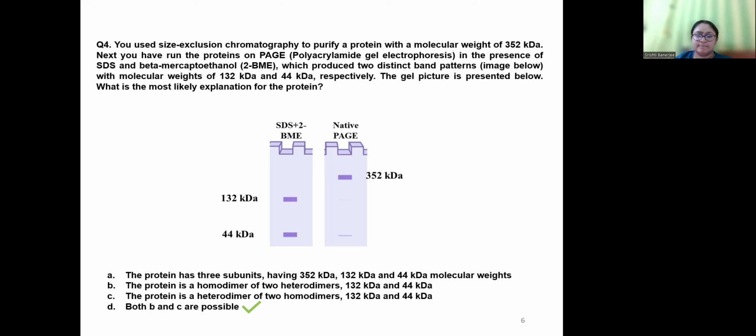Yes, ma'am. Clear, right? So it's a function of SDS, beta mercaptoethanol, the concept behind denaturing and non-denaturing gel. Clear? Yes, ma'am. Okay.